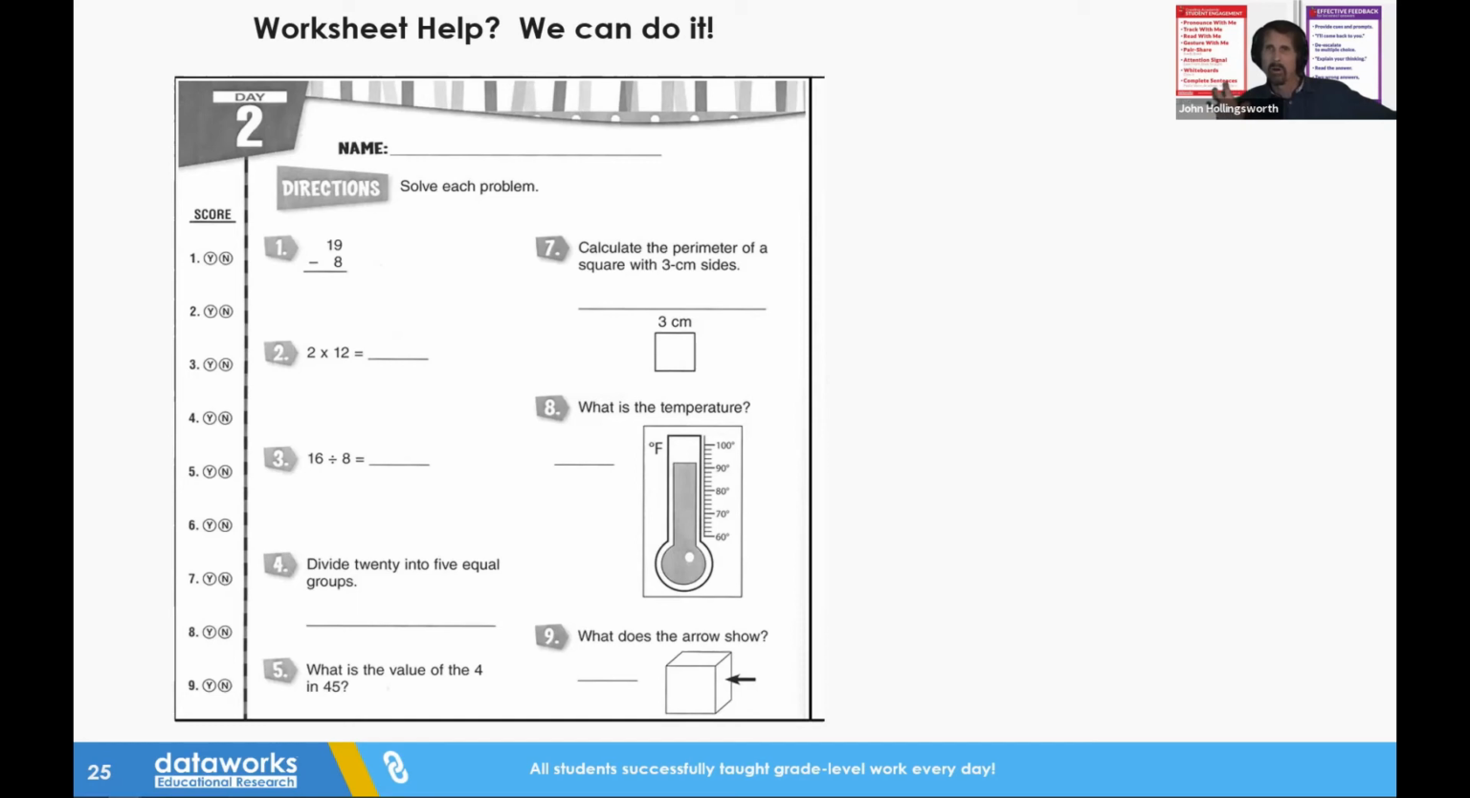So we have to make sure all these lessons have been taught. You can't just do worksheets like this. This could be periodic review, but if we do this every day, we're not actually doing instruction. We're just answering questions, but everything has to be taught.